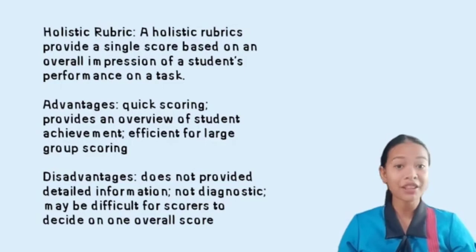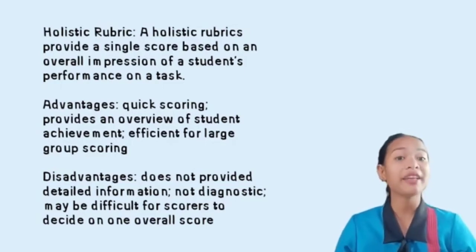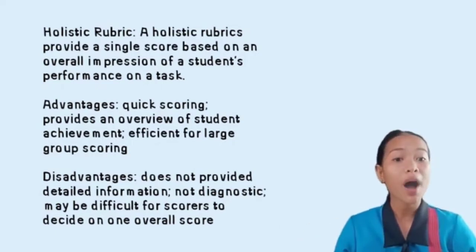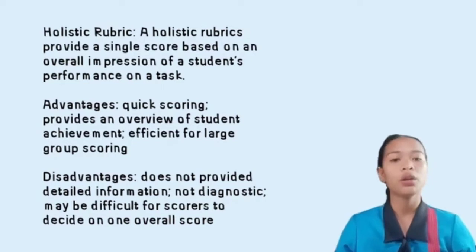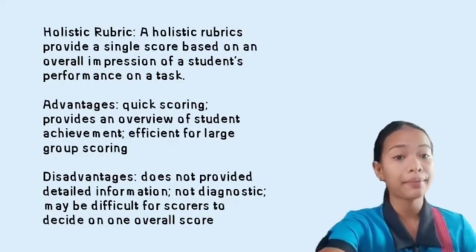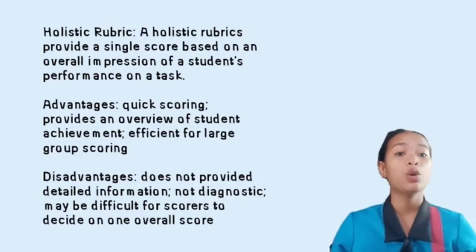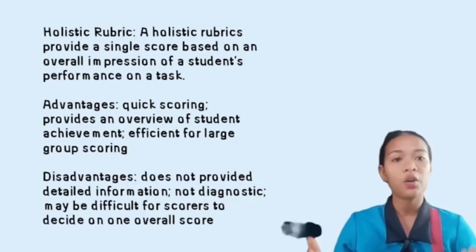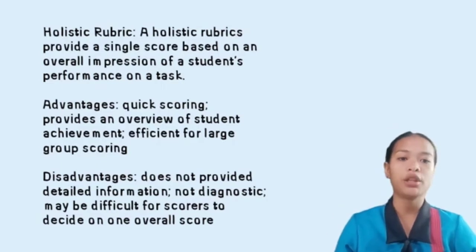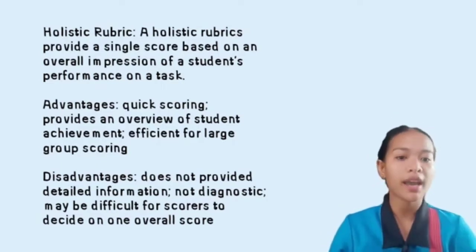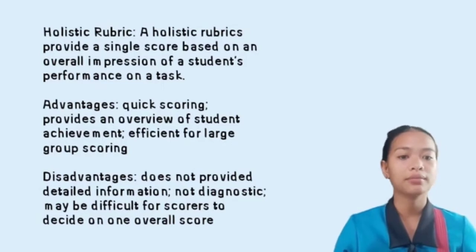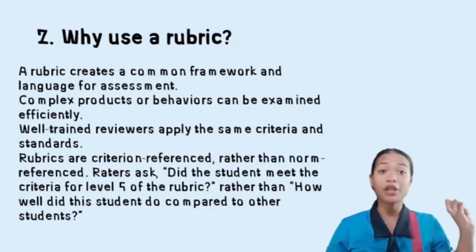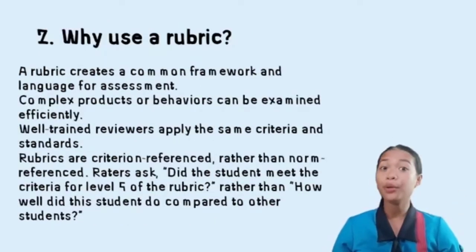And the disadvantages are, it does not provide detailed information, it is not diagnostic, and it may be difficult for scorers to decide on one overall score. So, use a holistic rubric when you want a quick snapshot of achievement, or when a single dimension is adequate to define quality. So let's proceed to number 2. Why use a rubric?